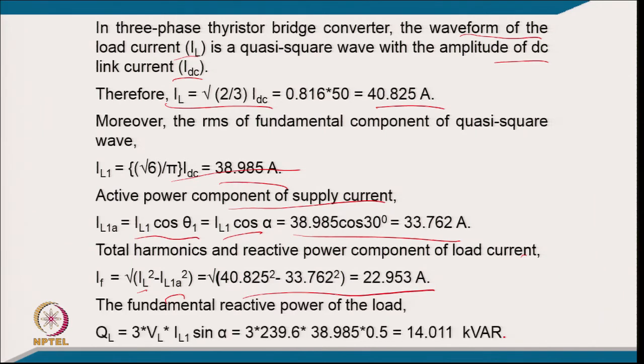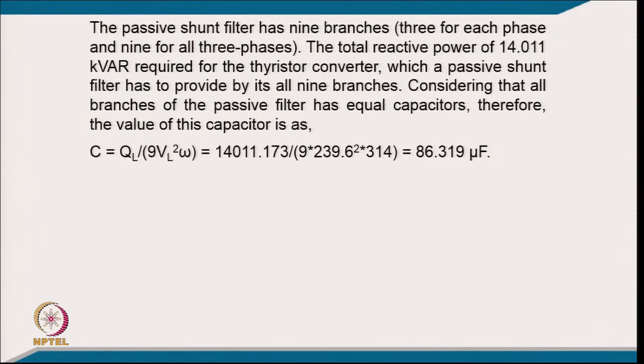22.953 ampere. The fundamental reactive power of the load will be 3 VL into IL1 sin alpha, and putting in the values, it comes to 14.011 kVAR, and this has to be provided by the passive filter capacitors. The passive shunt filter has 9 branches, 3 for each phase and 9 in all. So, the total reactive power of 14.011 kVAR required for the thyristor converter is to be provided by the shunt passive filter of all 9 branches. Considering that all branches of the passive filter have equal capacitors, the value of this capacitor is equal to QL upon 9 VL square omega, so it comes to 86.319 microfarad.